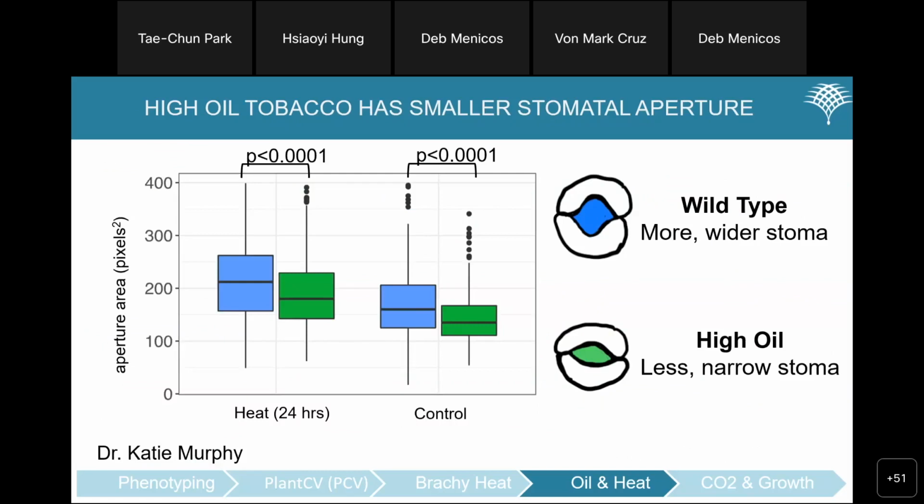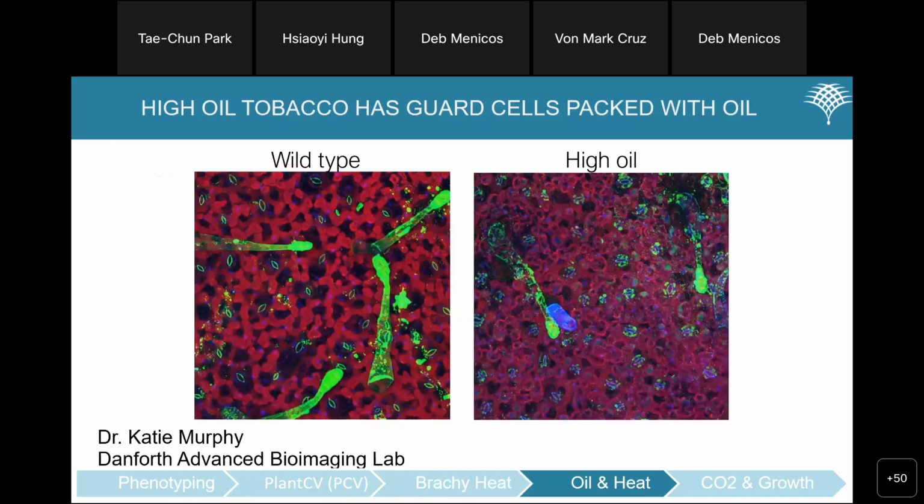So why is that? We wanted to know, okay, that's great, that makes sense. It follows the idea that these plants are able to transpire more. They have wider stomata, so that's why we had lower leaf temperature. But why are these stomata less open? And again, you remember that first slide that I showed with the cross-section of the tobacco. This is now looking at the surface of the tobacco leaves.